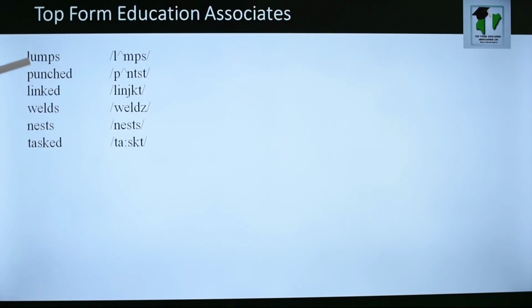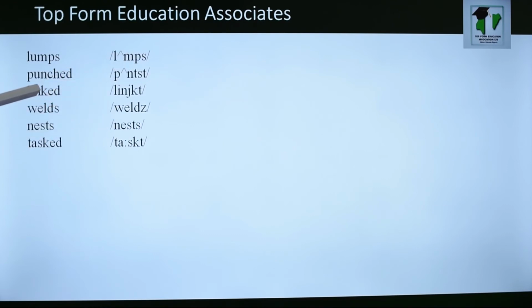We still have lamps. We have the final three. M, P, S. Lamps. Punched. Here we have N. This should be ch. This is that T and long S. Then T. Here we have one, two, three.